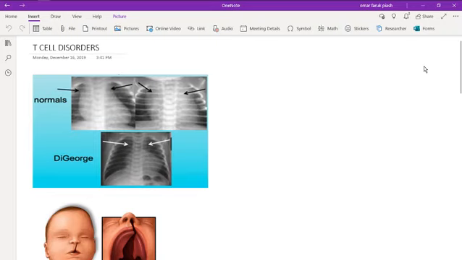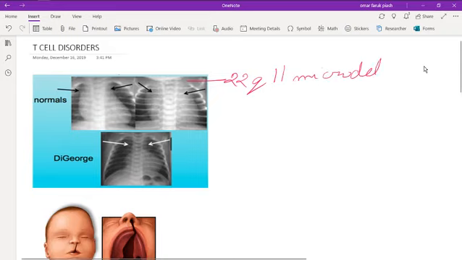Now I would like to discuss T-cell disorders. It starts with DiGeorge syndrome, where there is thymic aplasia. In DiGeorge syndrome, there is a 22q11 microdeletion, and for remembering the features of DiGeorge syndrome, you have to remember a mnemonic called CATCH 22.